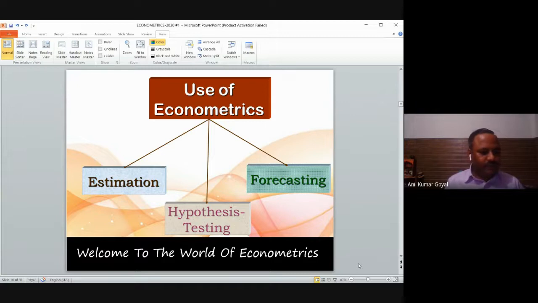Let's see what the use of econometrics is. Estimation, hypothesis testing, and forecasting. So first of all, we will do estimation, we will test hypotheses, and we will forecast for the future.